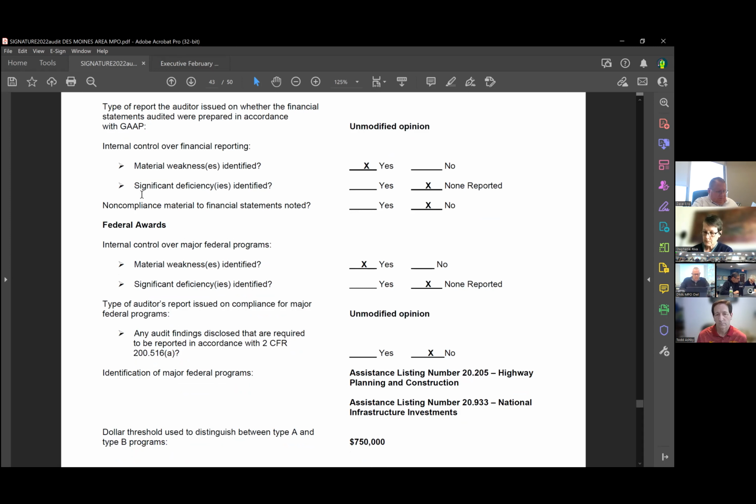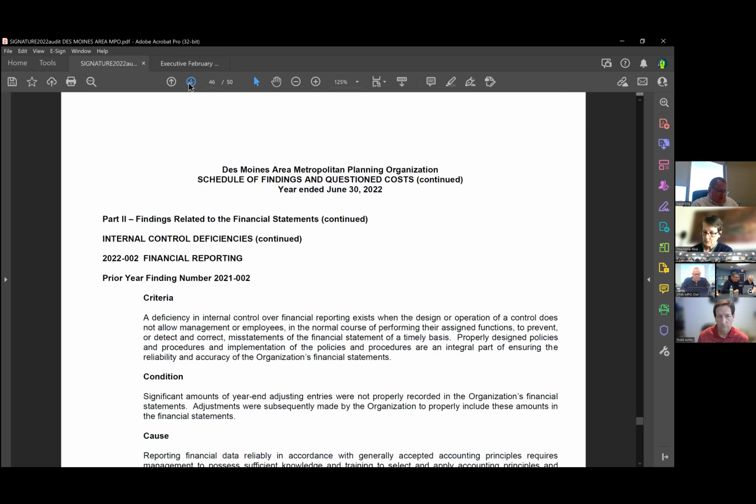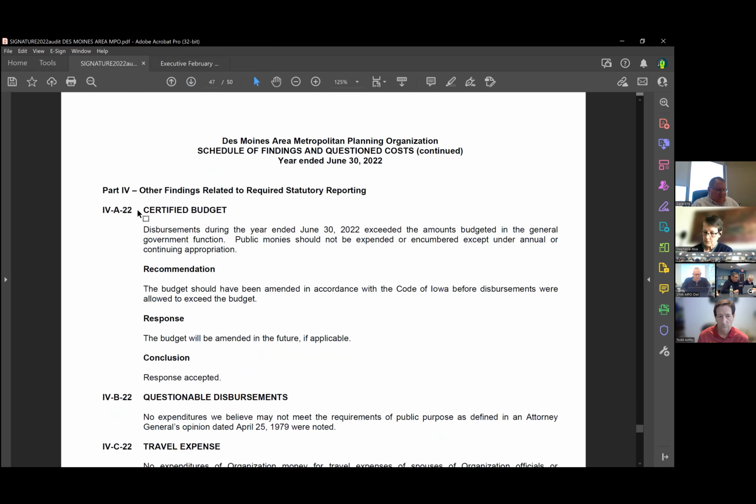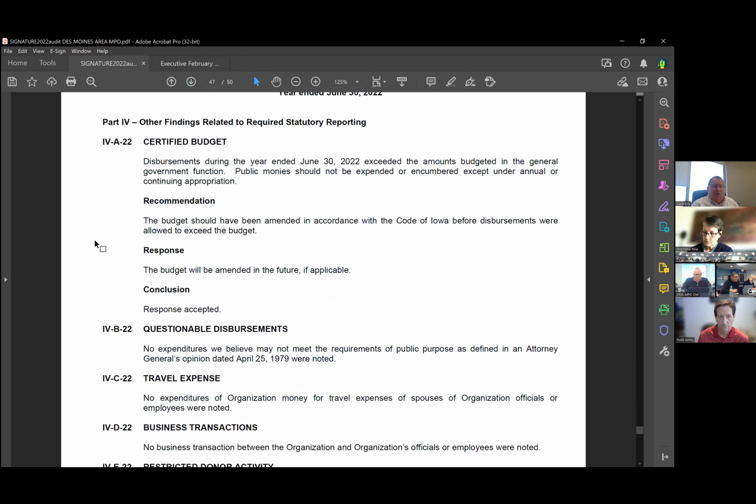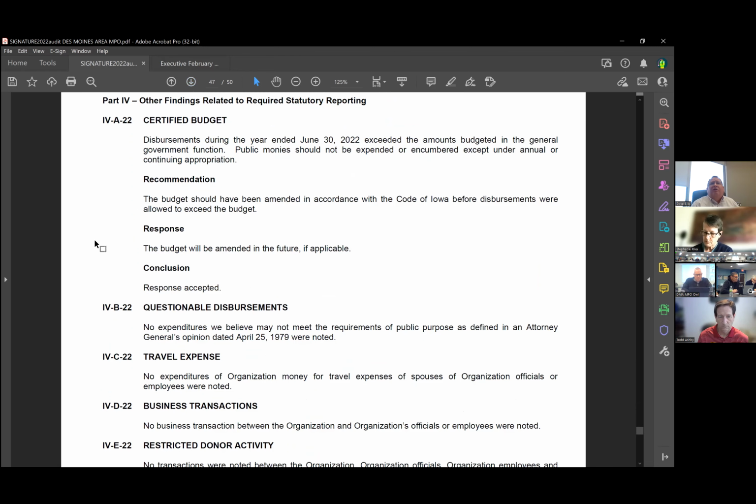The only other item, on page 47, is your budget to actual. In budgeting, you don't budget according to function, you budget according to project, so it's a little bit different budgeting. Overall, you did not exceed your budget, but in your general government function, you did exceed it. But in your overall budget, you did not exceed, and that was the only finding we had on the statutory reporting.